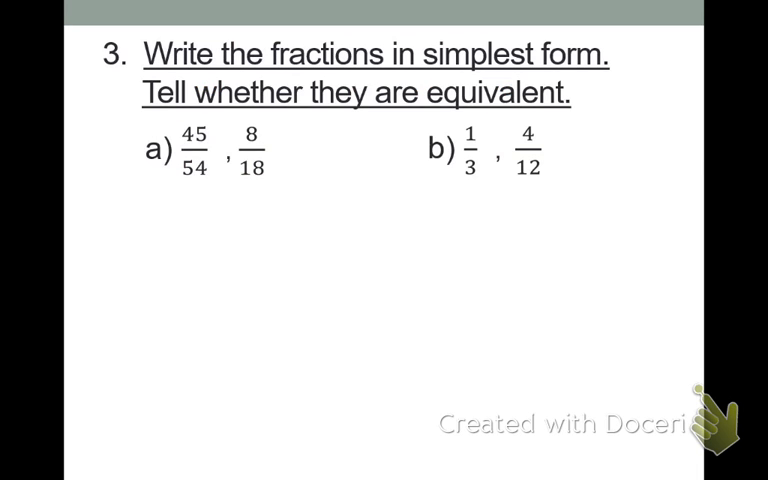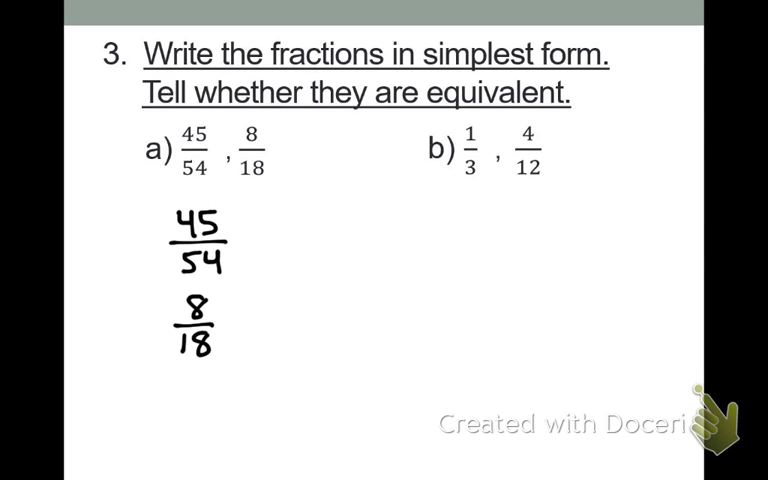Problem number 3 is giving us a new set of instructions. It says to write the fractions in simplest form, which is very similar to what we just did, and then tell whether or not they are equivalent. So we're going to rewrite these original fractions, and then put them in simplest form. The first thing we've got to do, if it's in simplest form, should I be dividing or multiplying? We're going to divide, because we want it to be as small as possible.